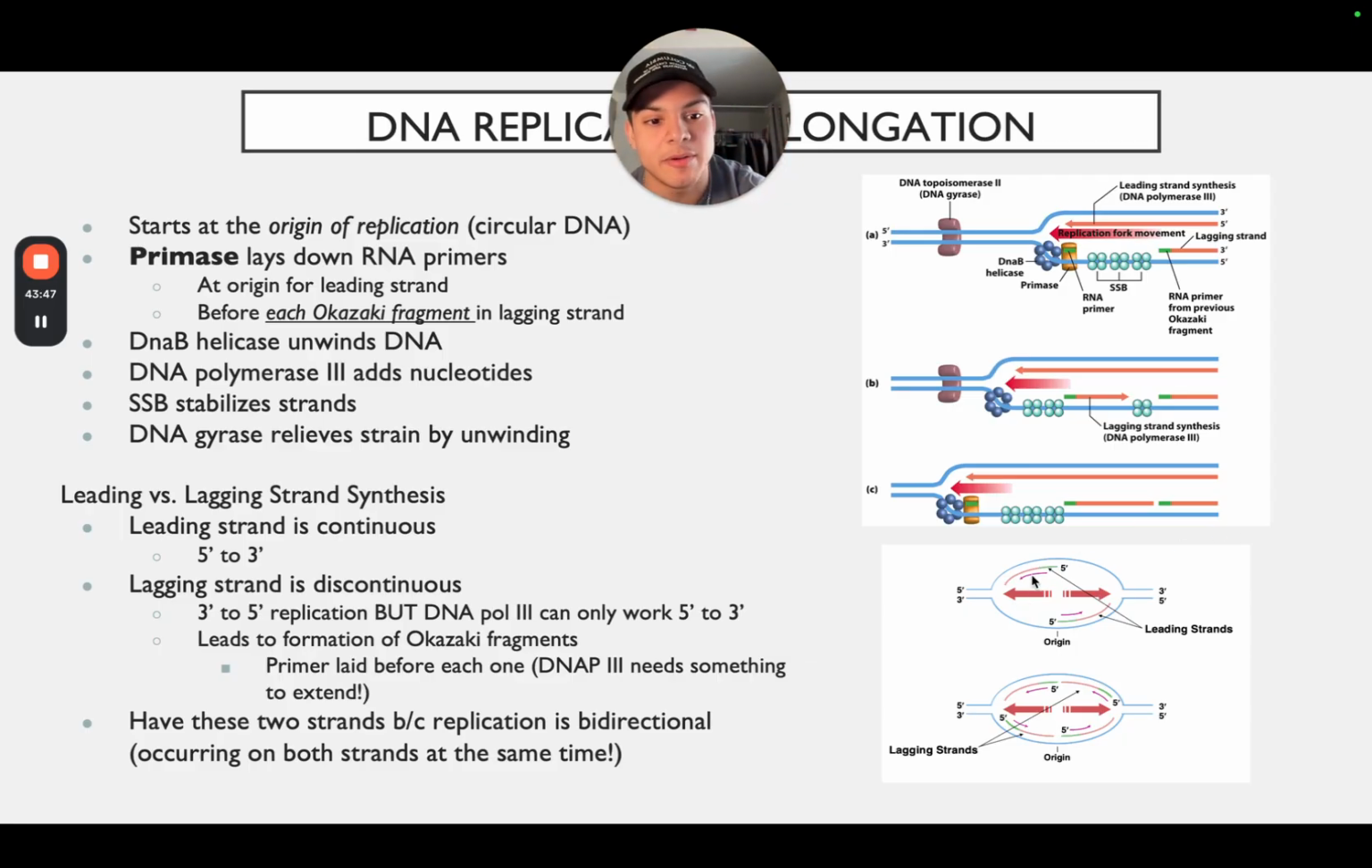So in this case right here, the replication fork is moving to the left. And we're talking about this top left quadrant, per se. This top left one, we see that it is the leading strand, and that is because the 5' to 3' direction matches with the direction of the replication fork.